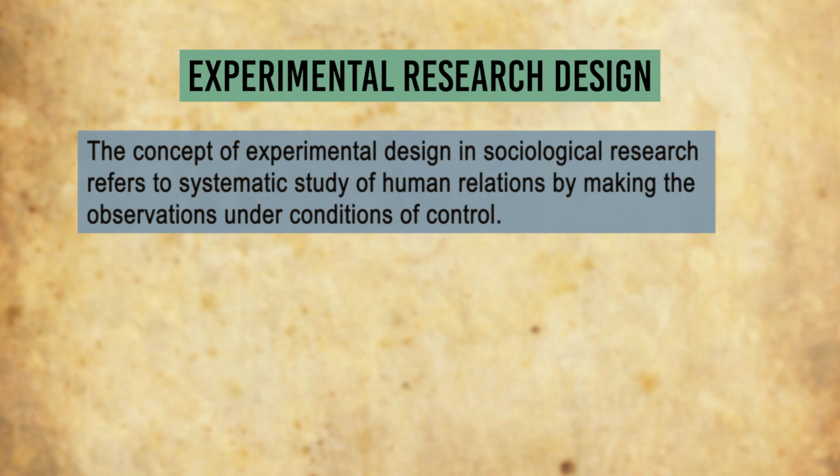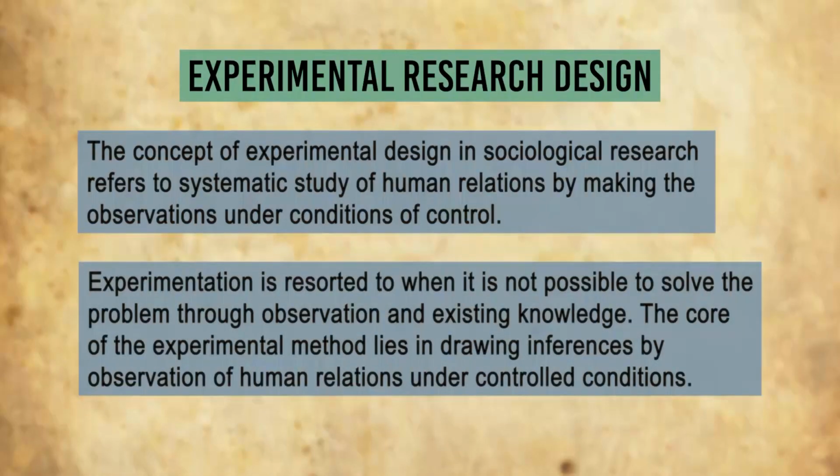observations under conditions of control, where the research is being conducted and where the participants of the research or the variables involved within the research are being controlled and changed to check the relationship or the change from one variable to the other. Experimentation is resorted to when it is not possible to solve a problem through observation or the existing knowledge. The core experimental method lies in drawing inferences about the observations that human relations have within controlled conditions.